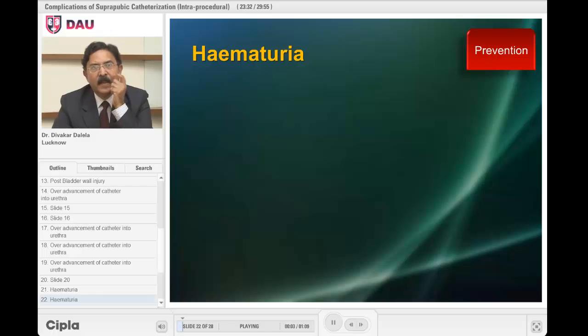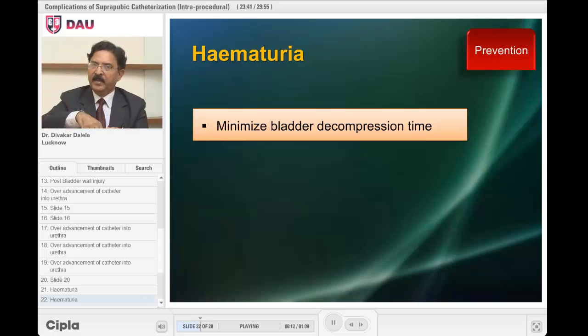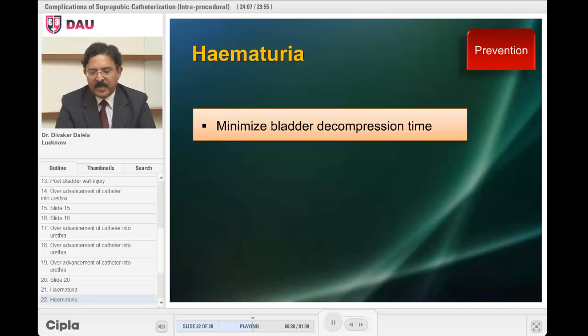What can you do to prevent this? You need to minimize the bladder decompression time. How can you do this? When you are puncturing the bladder and you are about to remove the stellate part, have somebody ready with the catheter. Have somebody ready with the syringe fitted in the balloon channel. Have somebody ready with the urobag tubing attached to the back of the Foley catheter. All this ready, you remove the obturator and immediately insert the catheter. So the time that you give for urine to well out, you minimize that time. And if you minimize that time, the speed of decompression will be lesser and you minimize decompression time.